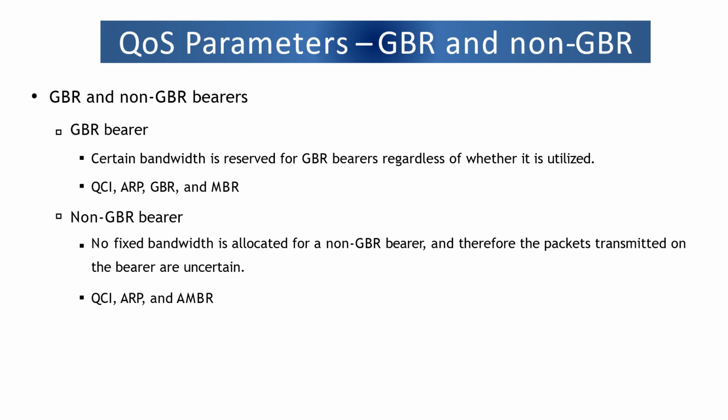In the non-GBR bearers, no fixed bandwidth is allocated, and therefore the packets transmitted on those bearers are uncertain. Packet loss may occur on the non-GBR bearers during network congestion, and although non-GBR bearers do not have any associated MBR, the operator can still use AMBR for bandwidth control on the non-GBR bearers. AMBR means aggregated maximum bit rate, used at both sides, the UE side as well as the PDN gateway side.